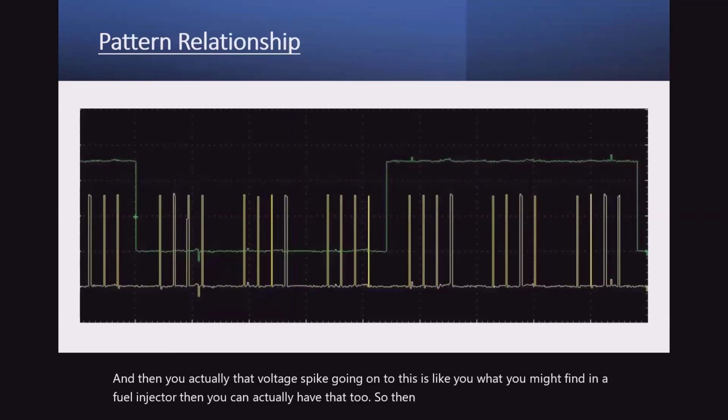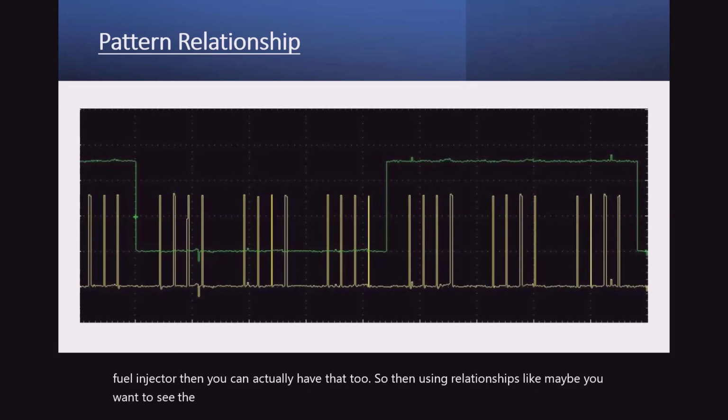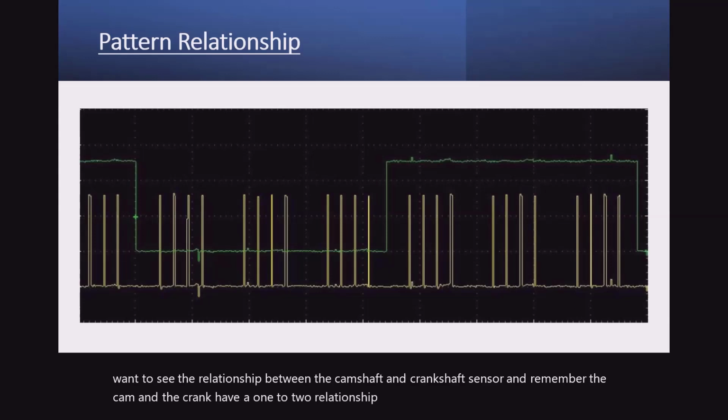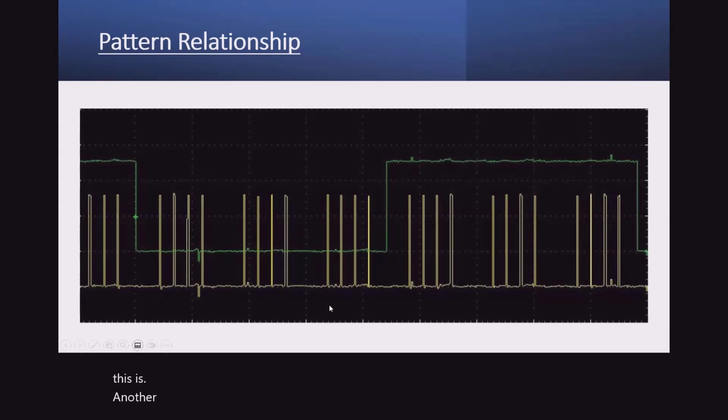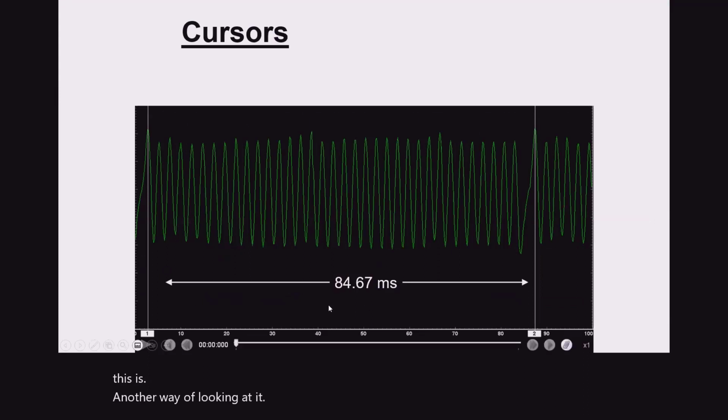So using relationships, like maybe you want to see the relationship between the camshaft and the crankshaft sensor. And remember, the cam and the crank have a 1-to-2 relationship, so they should be quite a bit different. So this is another way of looking at it. And then, of course, cursors.